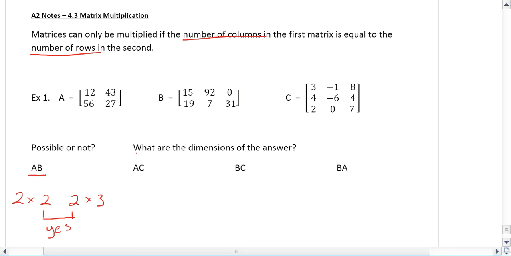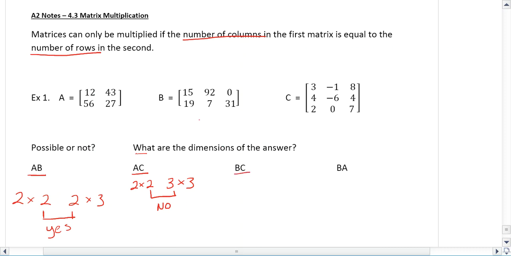And then we'll answer this second question in just a moment. So is AC possible? Can you multiply a 2 by 2 times C, which is a 3 by 3? If these two numbers are different, no, they cannot be multiplied. We wouldn't waste time entering them on our calculators.